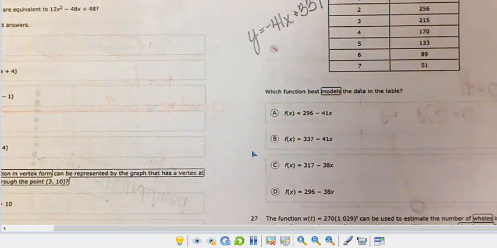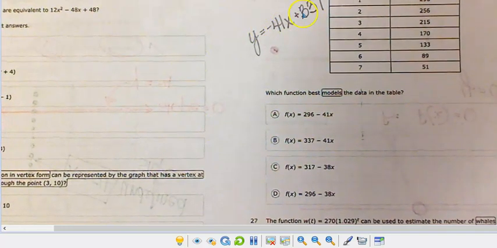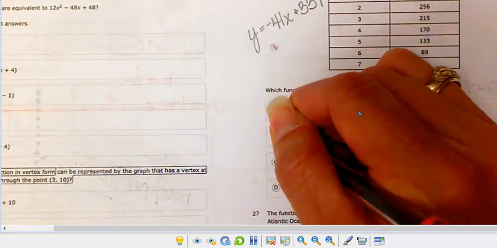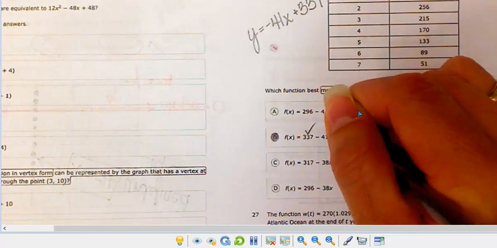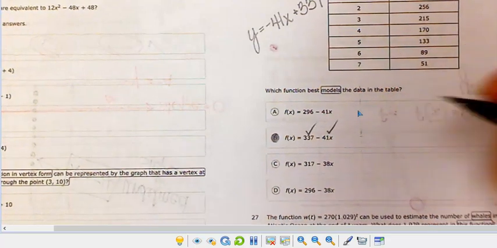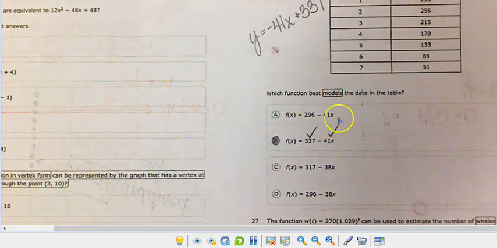All right, and it doesn't matter which one of these is listed first. I put it in slope-intercept form with the slope first and then the y-intercept, but these can easily be changed. So B looks like it's got the two parts, positive 337 and negative 41x, and everything else looks off for one reason or another. So we're going to go with B.